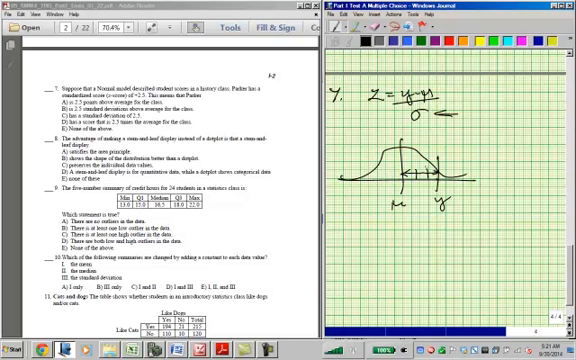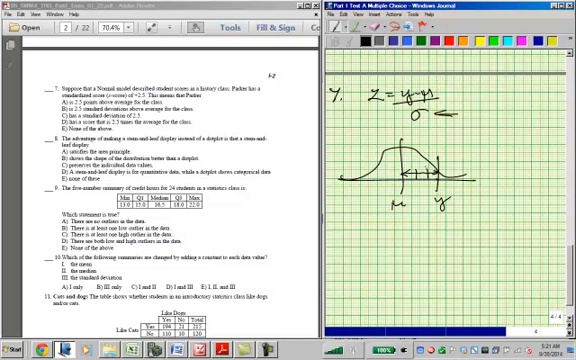8. The advantage of making a stem and leaf display instead of a dot plot is that a stem and leaf display, A, satisfies the area principle. Well, the area principle applies to bar charts and pie charts, which are used for categorical data, not quantitative. So A is wrong. B, shows the shape of the distribution better than a dot plot. That's arguable as being true.